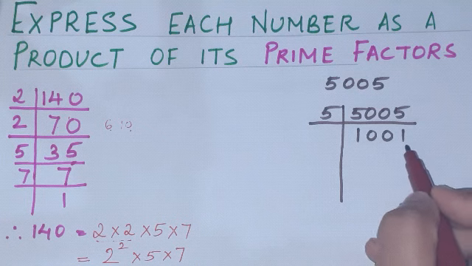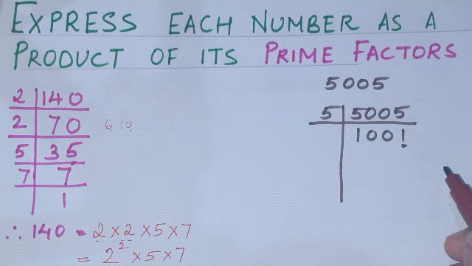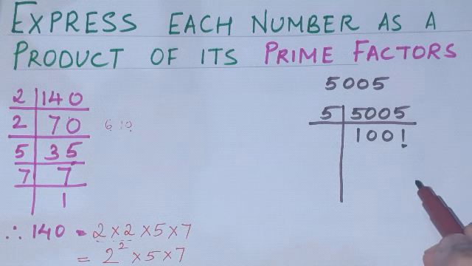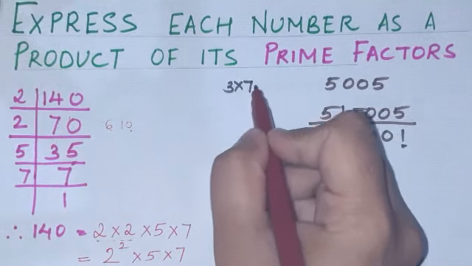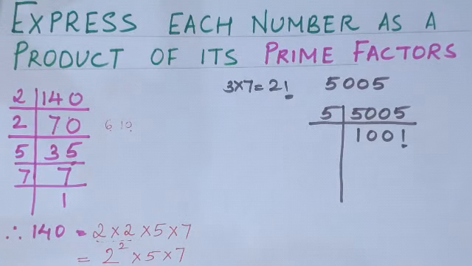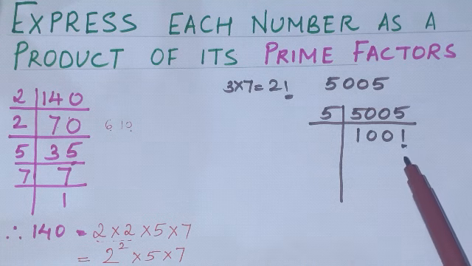Now we have to check for a table in which we can get this number. The last number is 1. Now we have to check in all the tables which numbers when multiplied together will give us a number ending with 1. So in the 2 table there is no number ending with 1. In the 3 table there is a number, for example 3 into 7 is 21. See, this number is ending with 1, correct? So 21 is also ending with 1, so we can use it.